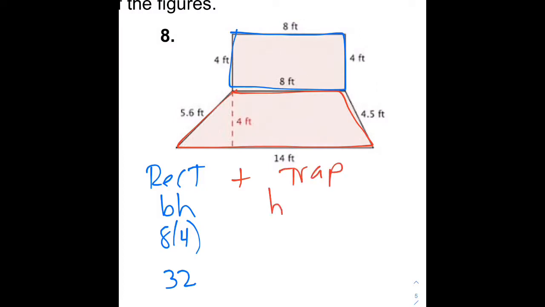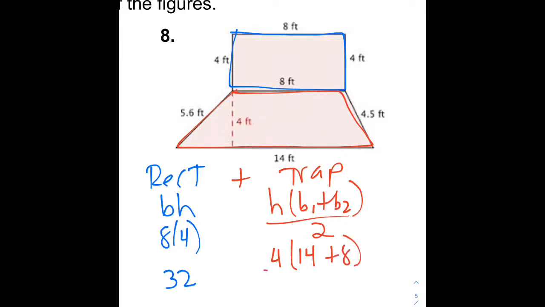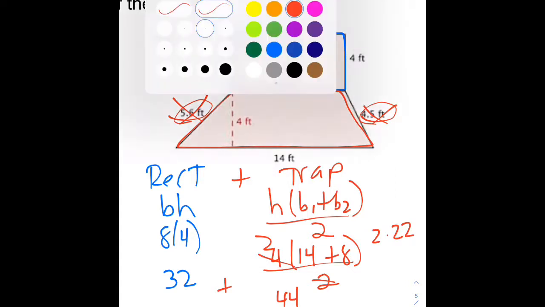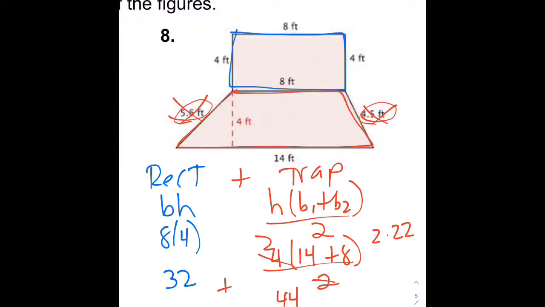The trapezoid is height times base 1 plus base 2 divided by 2. So the height is 4, base 1 is 14, base 2 is 8, divided by 2. So it's not isosceles, but remember those slant heights really don't affect the area. And in the interest of time, I'm letting you know that that gives you a total of 44. If you want to do it by hand, this is going to be 2 times 22. That gives me 44. And this gives me a final answer of 76 feet squared.